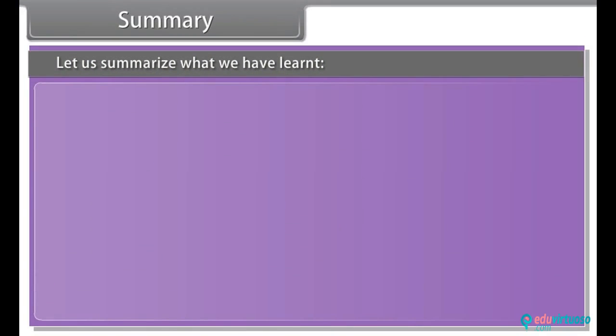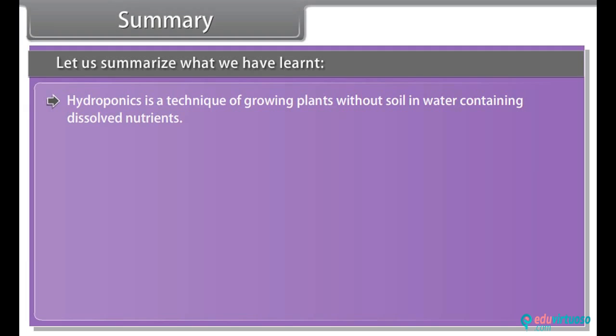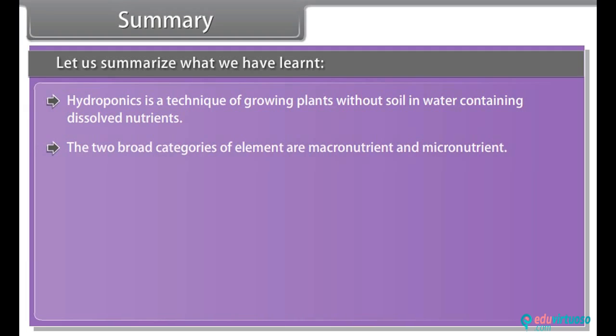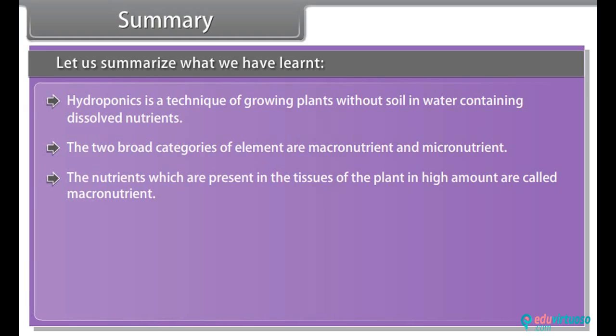Summary. Let us summarize what we have learned. Hydroponics is a technique of growing plants without soil in water containing dissolved nutrients. The two broad categories of elements are macronutrients and micronutrients. The nutrients which are present in the tissues of the plant in high amounts are called macronutrients. The elements needed in low amounts are called micronutrients.